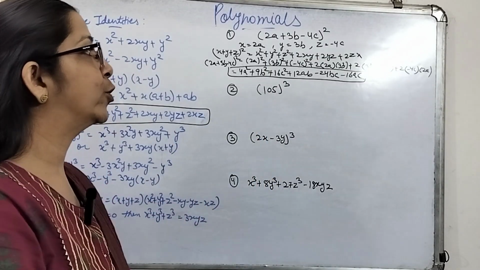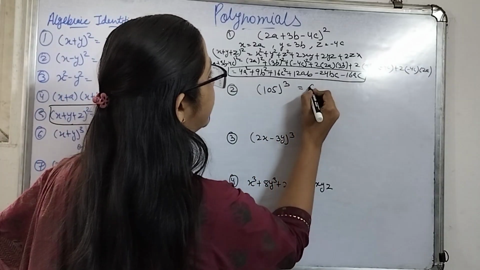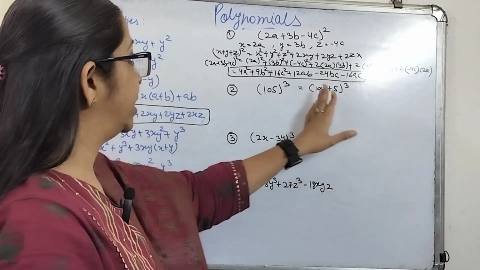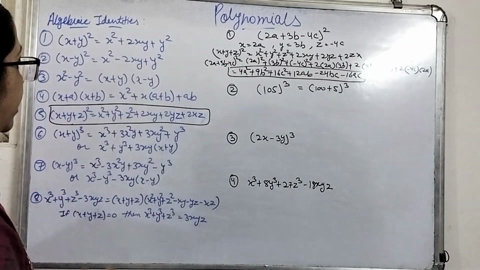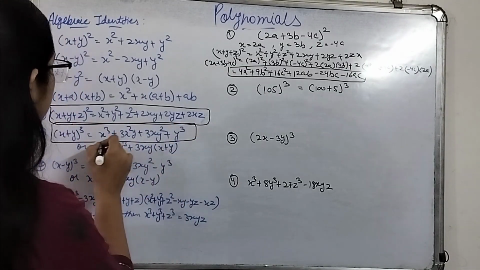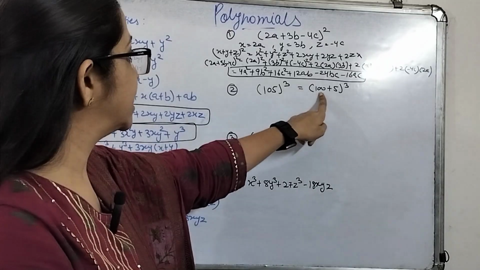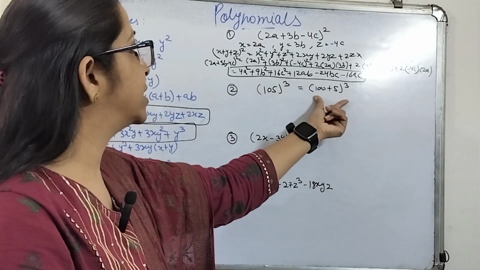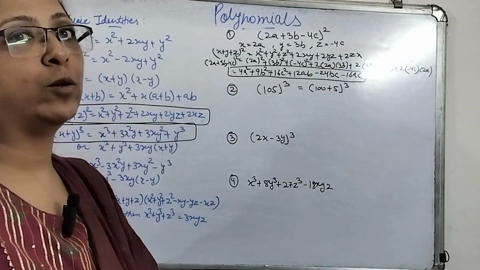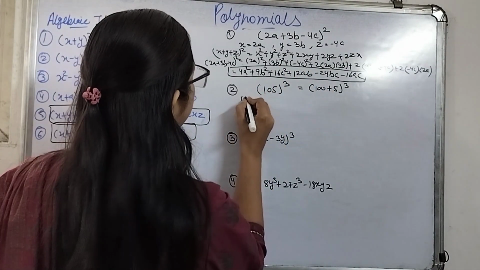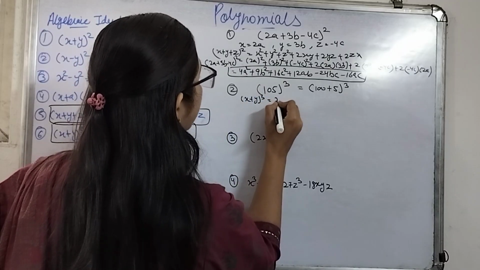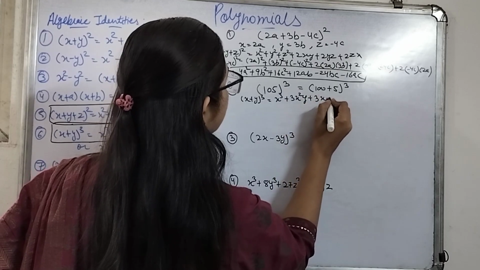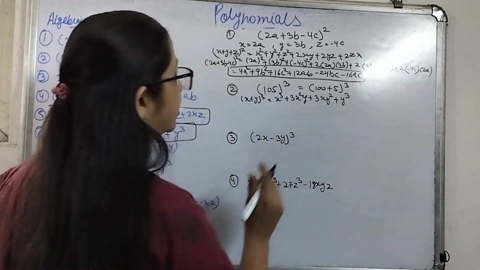Now see 105 whole cube. 105 whole cube could even be written as 100 plus 5 whole cube. Right? Now we can see it is your x plus y whole cube. If we compare this question with this x plus y whole cube, we can see if we replace this x by 100 and this y by your 5, this is becoming the identity for your x plus y whole cube. So what the identity is, x plus y whole cube is x cube plus 3x square y plus 3xy square plus y cube. This is the identity.